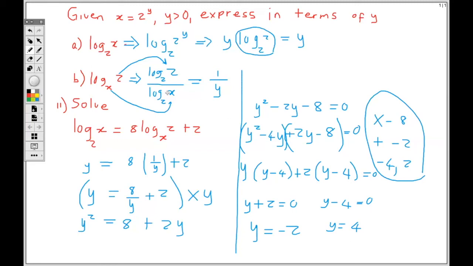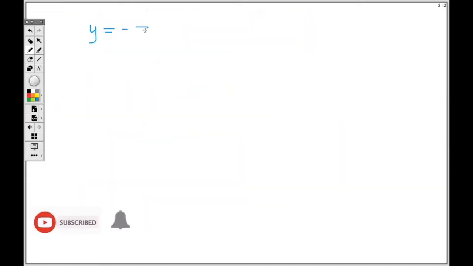Now here guys, remember we said that x equals 2 to the y, and that's what we used to replace so that the logs disappear. So to find out what x is, I am going to reuse this, which is x is equal to 2 to the y. So we have y is equal to negative 2, y is equal to positive 4. So using x is equal to 2 to the y, we have x is equal to 2 to the power negative 2.